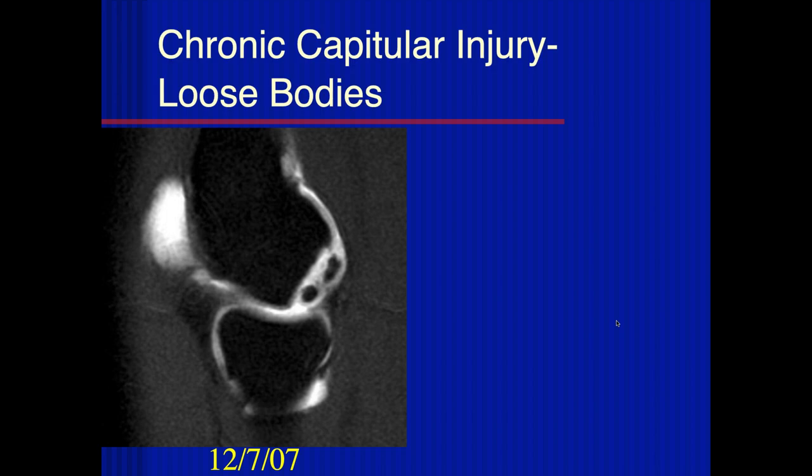Okay, Michael, what do you think of this case? Okay, so there's fragmentation of the capitellum. It looks very chronic. There's no associated edema. So this is more chronic than the last one, and the last one was more chronic than the one before that. So these are different stages. This is this chronic osteochondral injury on 12/7/07.